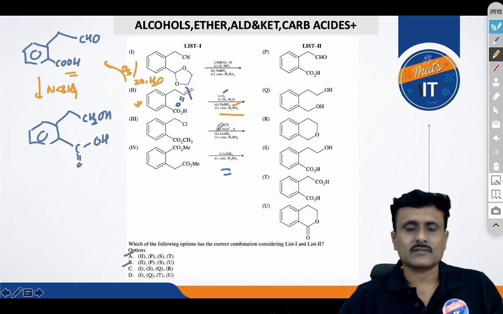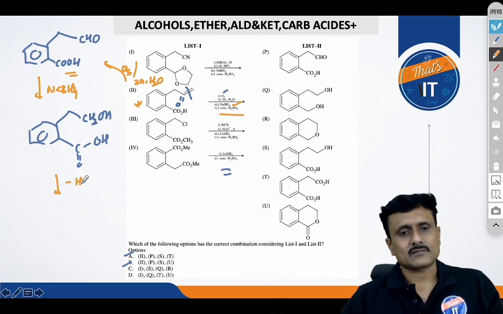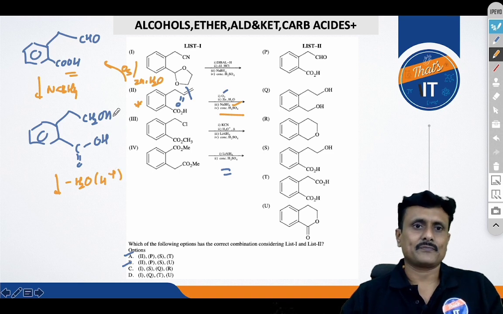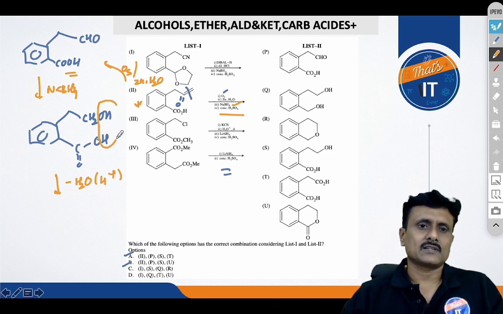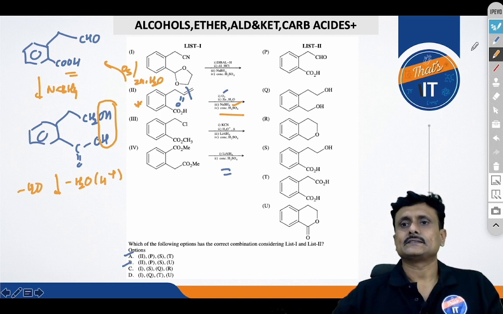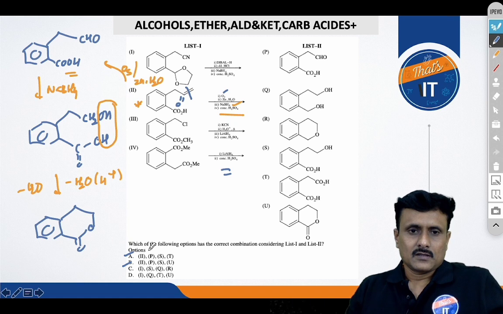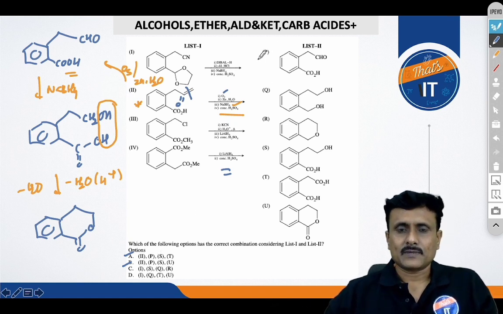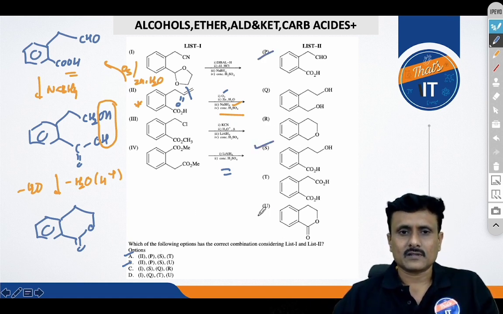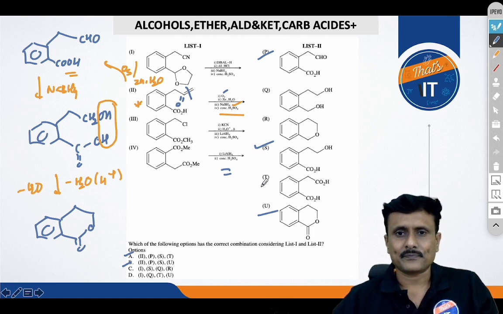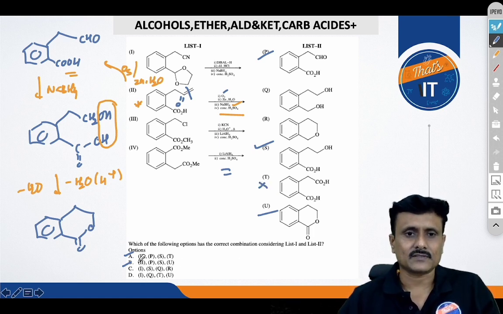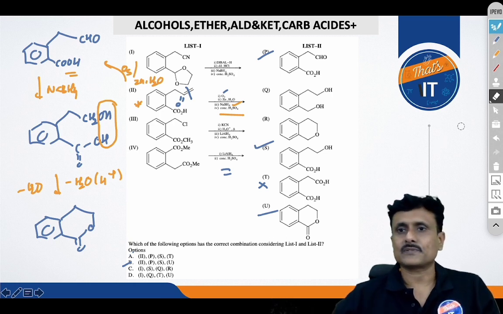You are carrying out the dehydration by using a strong acid. So what will happen here? You need to eliminate H2O. Alright. When you eliminate H2O, you will be getting C double bond O, CH2. So P and S are commonly given, and however U is matching but not T. So right answer for this question should be option B, right? So option B is the right answer.